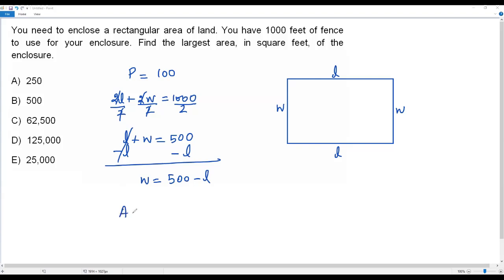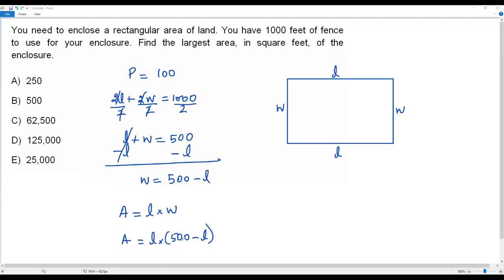Now let's write the area again. The area of a rectangle is equal to length times width. Now A is equal to length times, and for this W, we can plug in what is equal to W, that is 500 - L. So A = L(500 - L). I'm doing all this work to get the area as a function of just one variable so that I can find its maximum value, I mean the largest area. Now I got the area as a function of just one variable, that is L.